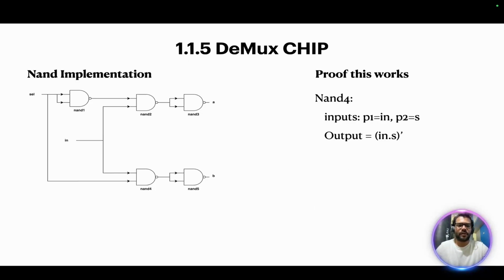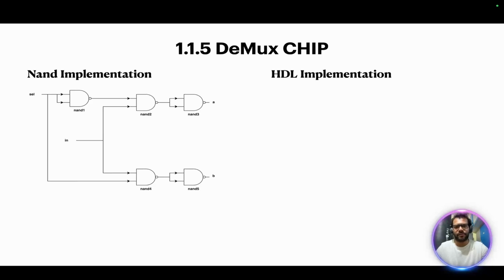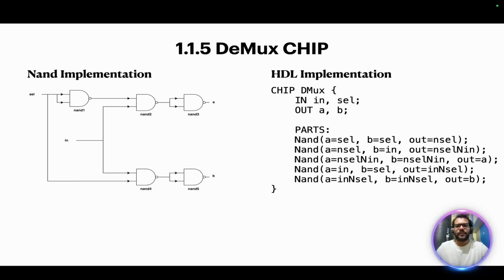Similarly, NAND 4 passes input and selector, and you get input S dash. Pass that as input to both the pins, and you get B. So we have proved the NAND implementation by theory. Let's look at the HDL implementation. This should be pretty clear by now.